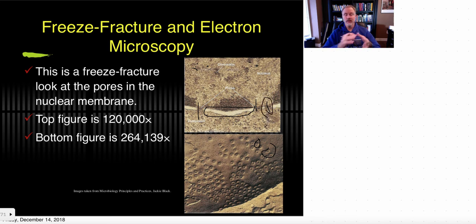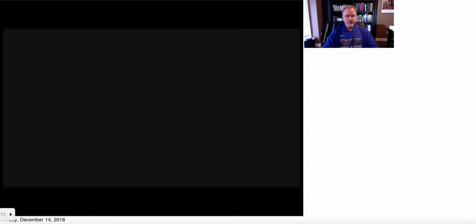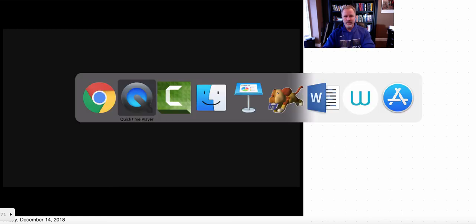And these are the types of things that we're starting to be able to see, because as you can see, this top figure is 120,000 times magnified, the bottom figure over 250,000 times magnified. So as these techniques started to improve, they started to support the Singer-Nicholson model, the fluid mosaic model, rather than the earlier models. And what this fluid mosaic model proposed was the idea that the fluidity of the membrane is variable. It's always changing. The lipids are moving around very rapidly. The proteins, some of them move quickly with the lipids, and others seem to be anchored in place to the cytoskeleton that's there. So the model that they were developing was being supported by the experimental findings.